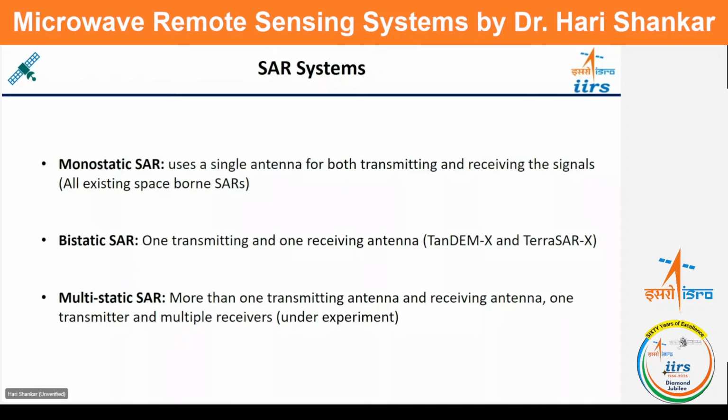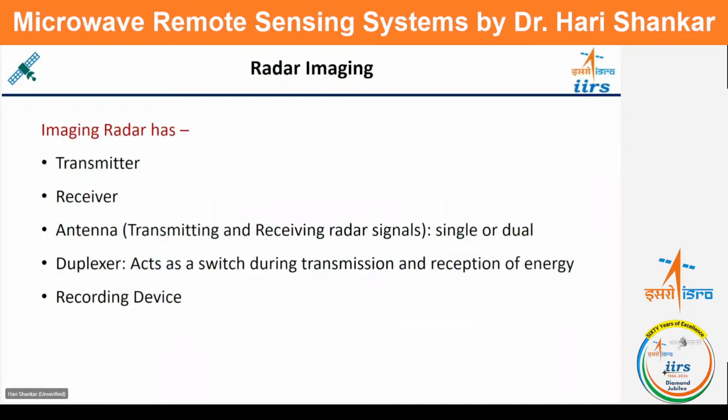So in the radar systems, there are basically three very important things. In fact, here I have noted down 5 things. One is the transmitter, another one is the receiver. The transmitter transmits the signals, the receiver receives the signals. Another one is the antenna, through which transmission and reception of the radar signal happens. That may be single or dual.